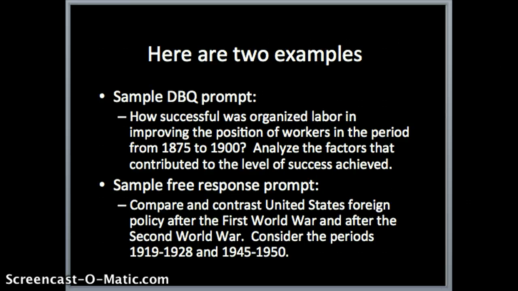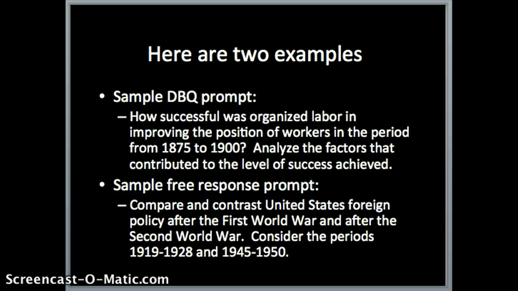First, how successful was organized labor in improving the position of workers in the period from 1875 to 1900? Analyze the factors that contributed to the level of success achieved. Okay, that's a DBQ prompt. That means that in the AP exam they'll provide you documents to answer that. And here's a sample free response, FRQ prompt. Compare and contrast United States foreign policy after the First World War and after the Second World War. Consider the periods 1919 to 1928 and 1945 to 1950. Of course, both of those are after the first 2 world wars.